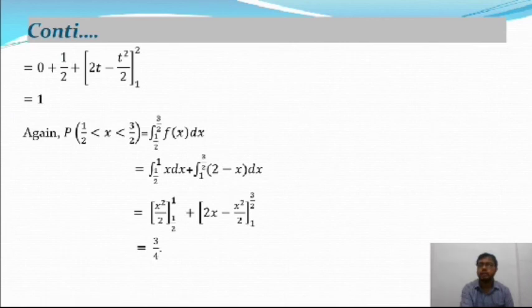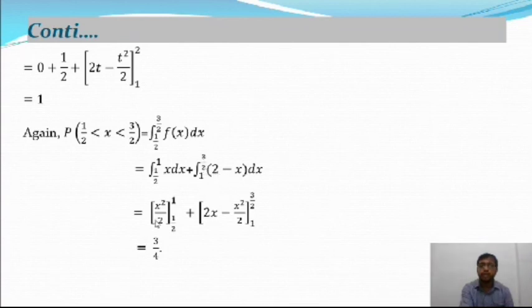In that example, we will take the integration from 1 by 2 to 3 by 2 of f(t) dt. Okay. So here, 1 by 2 to 3 by 2 is divided into 2 parts, because the functional value is not the same in that interval. Half to 1, x dx, in that interval the density function is x. And 1 to 3 by 2, in that interval the density function will give 2 minus x.